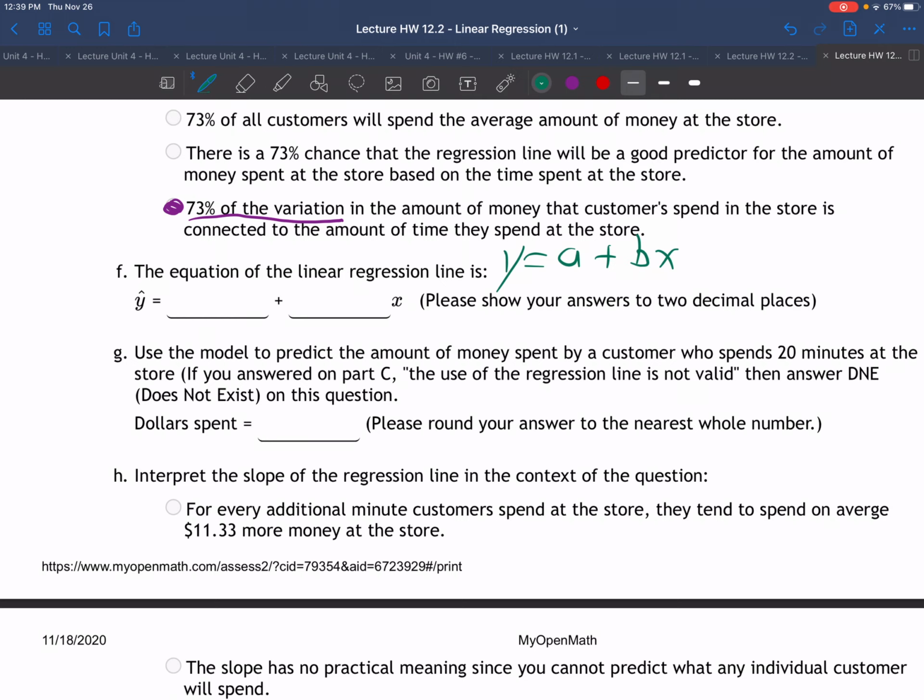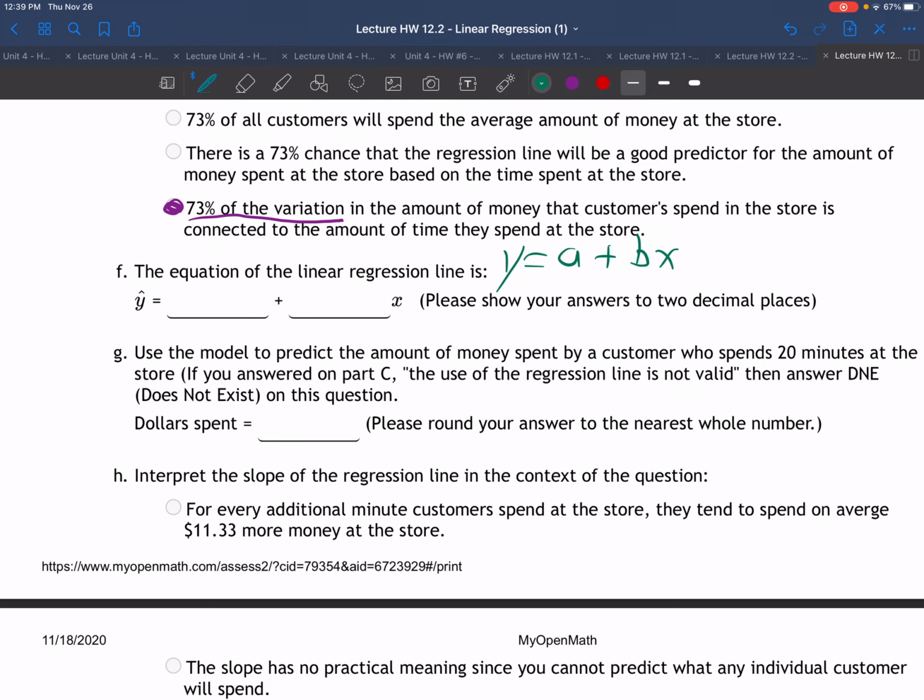Well, remember up here, the X list is L1 and the Y list is L2. So this is X and this is Y. X is time, Y is money. So let me come right here and go X is time, Y is money.